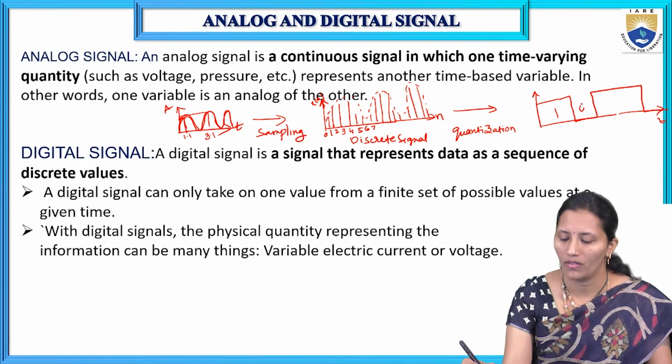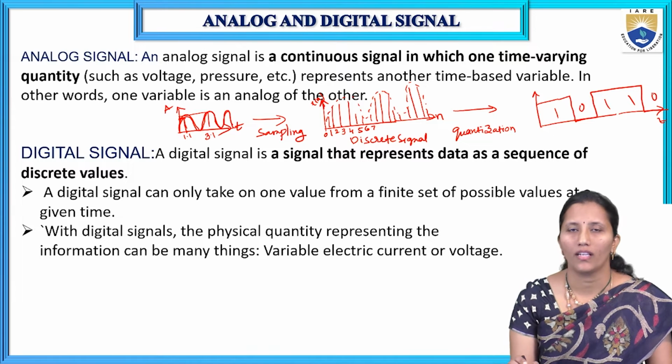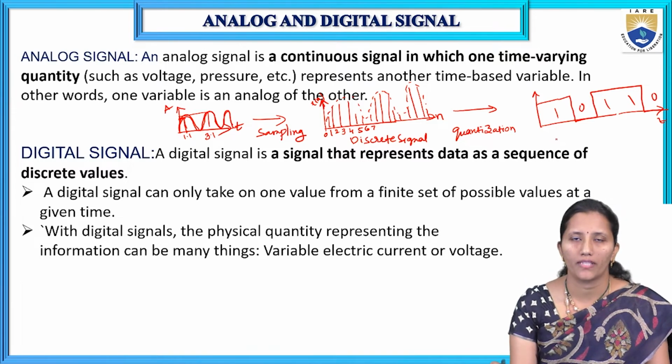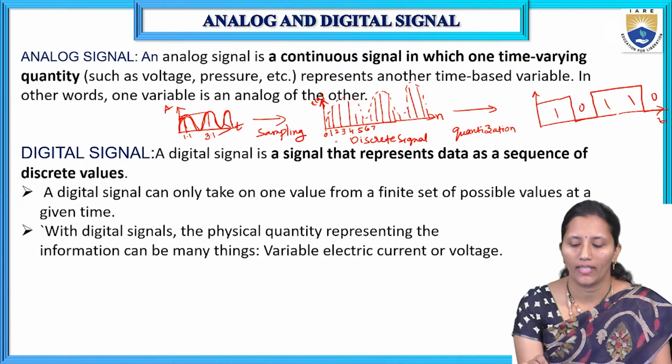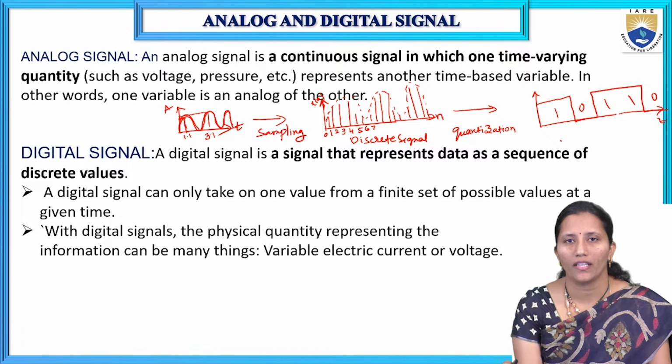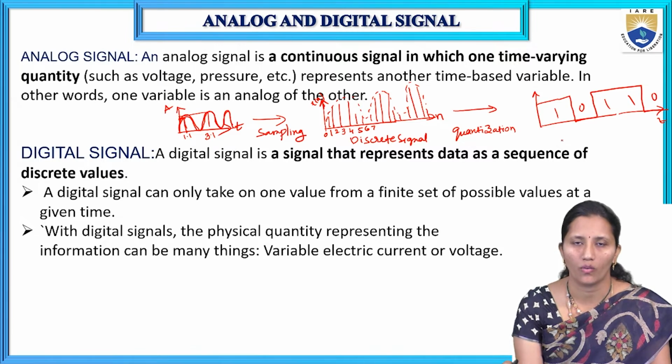1, 0, 1, 1, 0. So the final output represented in the digital signal will be either zeros or ones. First the continuous signal or analog signal will be sampled, and we will get the discrete signal. After quantization of this discrete signal, we will get the digital signal. The data is represented in the digital signal in the form of either 0 or 1.